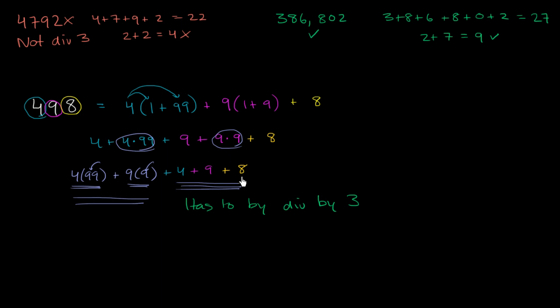But what is this right over here? These are just our original digits, 498. A 4, a 9, and an 8. We just have to make sure that when we take the sum, it's divisible by 3.